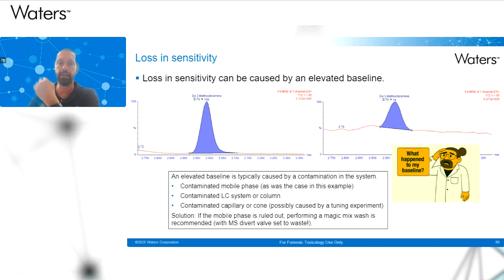It could also be that you are seeing this elevated baseline after you did a tuning experiment. When doing a tuning, you expose your divert valve and capillary to quite large concentrations, but that is a typical phenomenon that you can expect. So all you can do pretty much is flush the system with a little bit of high organic to get that contamination out of the system.